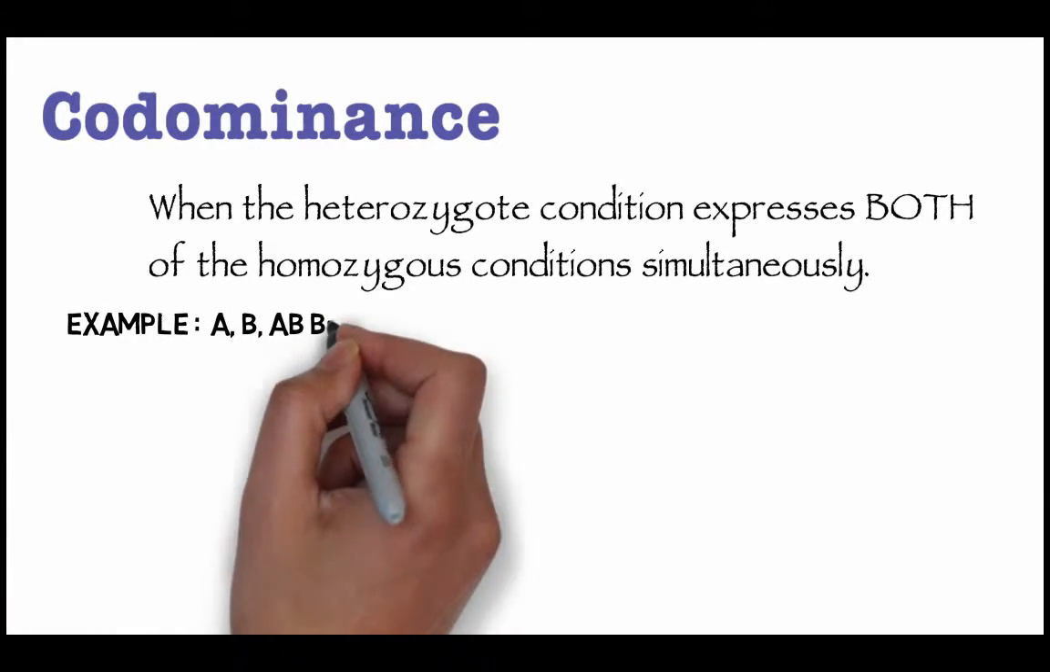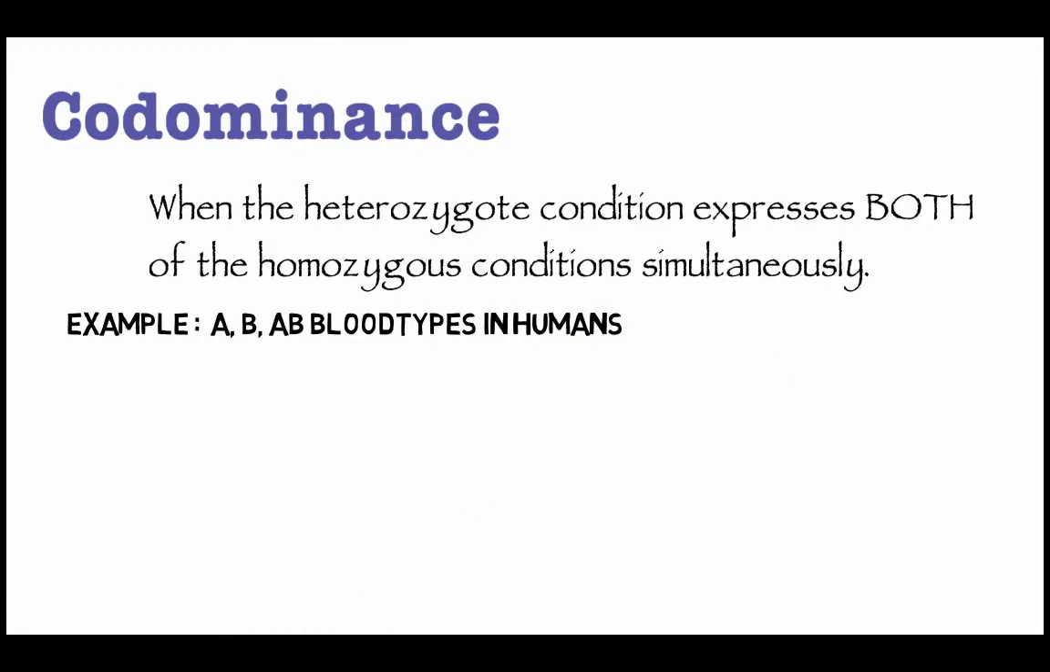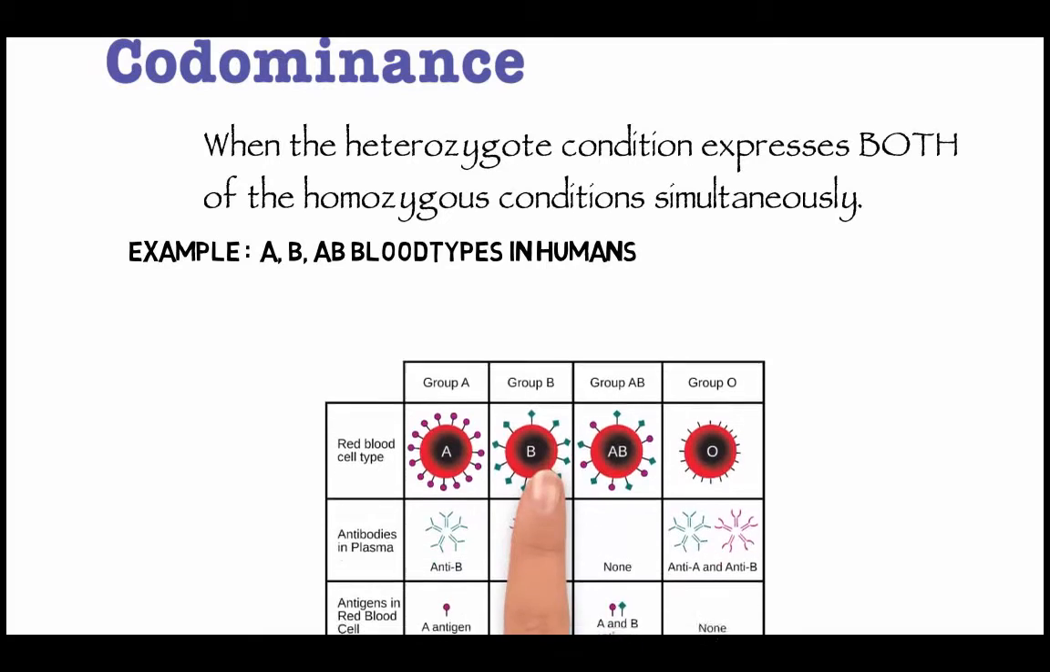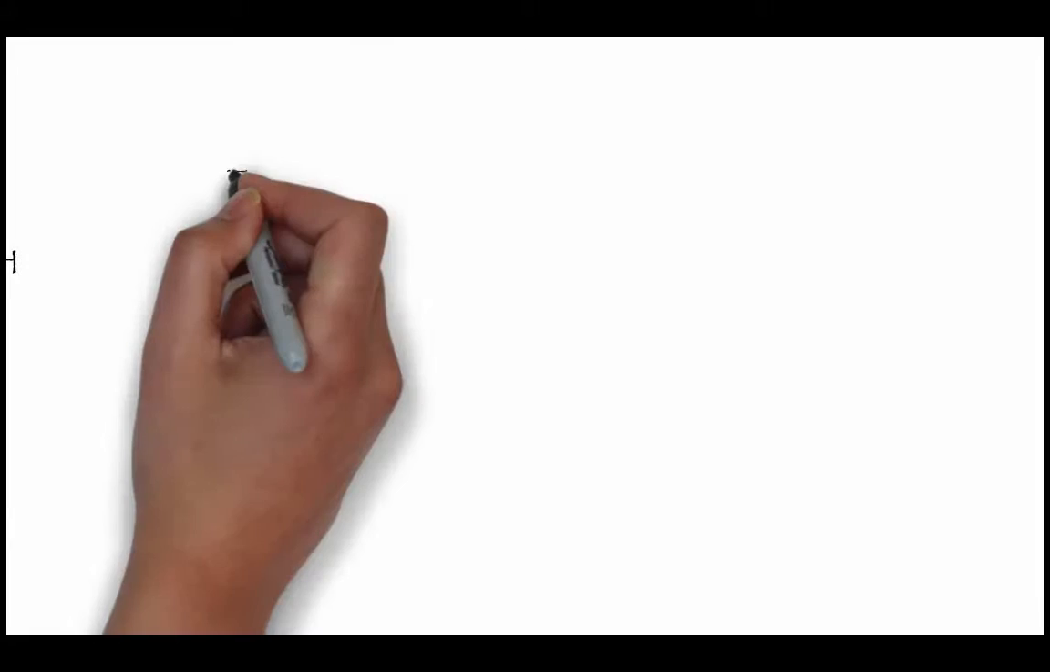An example of this are the A, B, and AB blood types in humans. If you have an A allele, then you make A glycoproteins on the surface of your red blood cells. If you have a B allele, you'll produce B glycoproteins on the surface. But if you receive an A and a B allele, you produce both A and B glycoproteins.